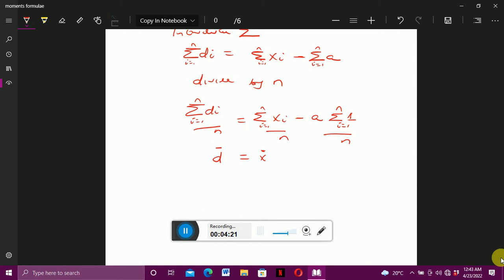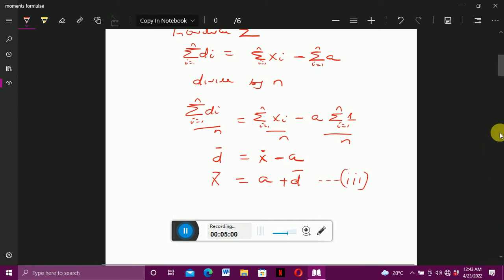So d bar is equal to x bar minus, we said when you sum 1 n times you get n, and that cancels out, and you're left with d bar is x bar minus a. And we can write this starting with x bar: x bar is a plus d bar, and we label that as 3.